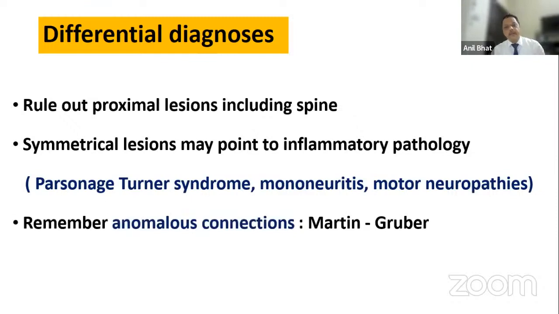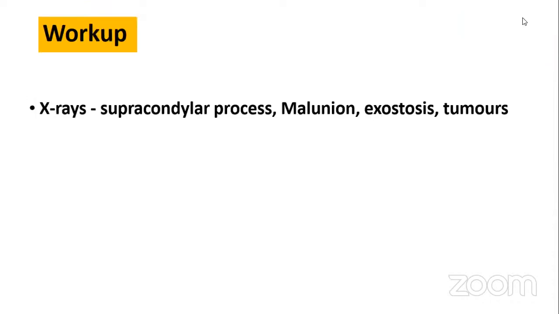Also remember some anomalous connections. If things are not matching in terms of your examination, start thinking of unusual things. Martin-Gruber anastomosis could be a very unusual connection between the median and ulnar nerve, and at that time the anatomical findings might not really match. The basic workup should always start with an X-ray. Don't forget the X-ray, because sometimes there might be bony abnormalities causing compression.